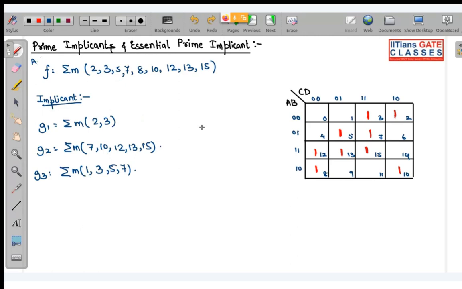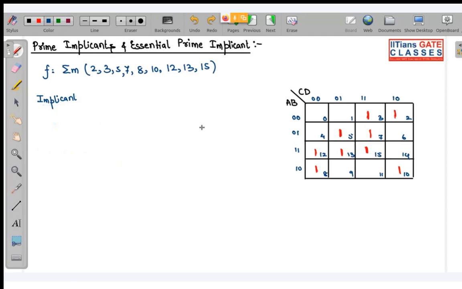So write the definition of implicant. Implicants are basically the sub-functions of a given function. Sub-function of a given function. Now let us focus on prime implicant. What is prime implicant?